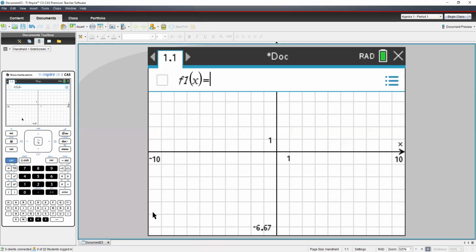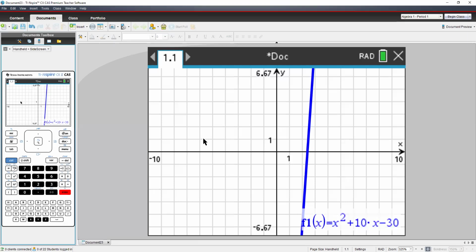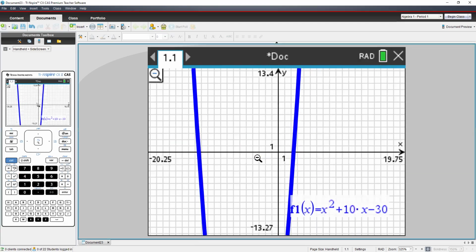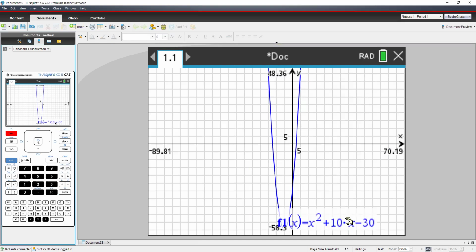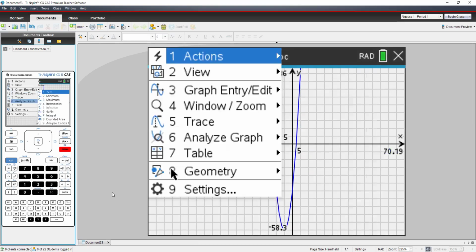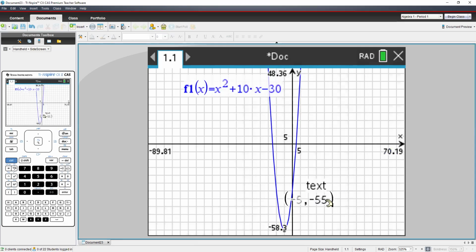All right, so we're going to enter in that quadratic. It's going to be x squared plus 10x minus 30. Press enter. Now we want the minimum. So I'm going to zoom out. I'm going to do menu 4, 4, and I'm going to put it here. All right, so there we go. Now I'm going to move this out of the way so we can find the minimum. So I'm going to do menu 6, 2, min, and then I'm going to come here. And it tells me that the minimum is at negative 5, negative 55.